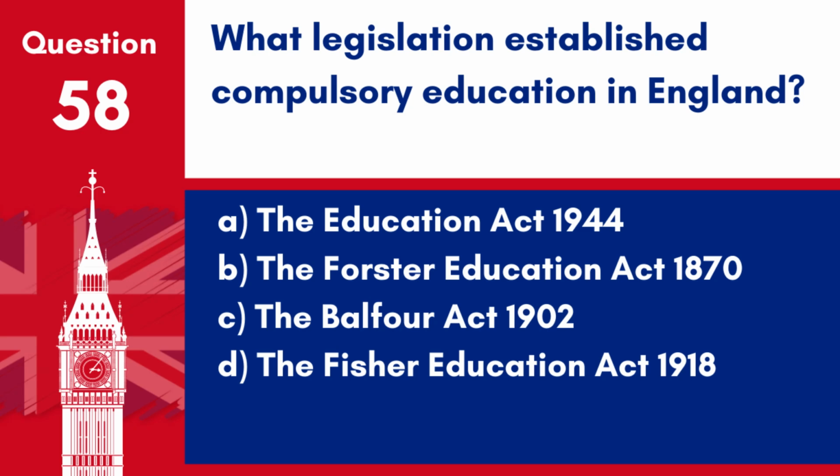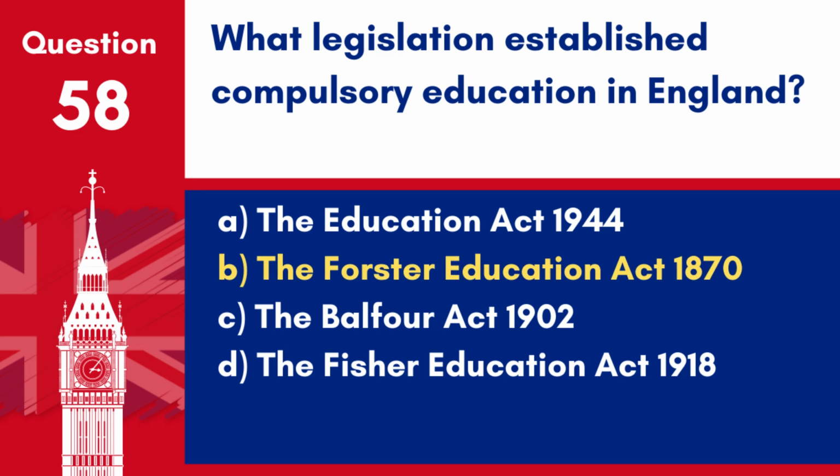Question 58. What legislation established compulsory education in England? A. The Education Act 1944. B. The Forced Education Act 1870. C. The Balfour Act 1902. D. The Fisher Education Act 1918.